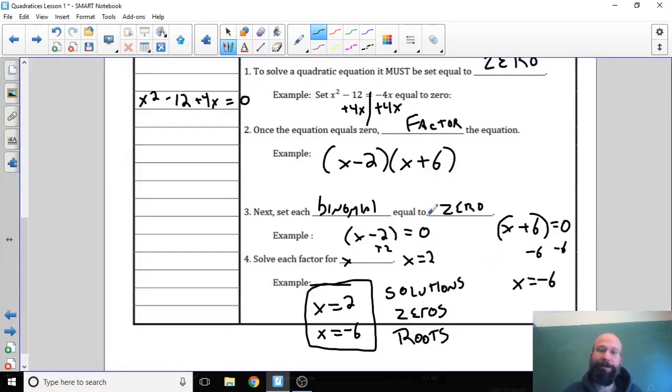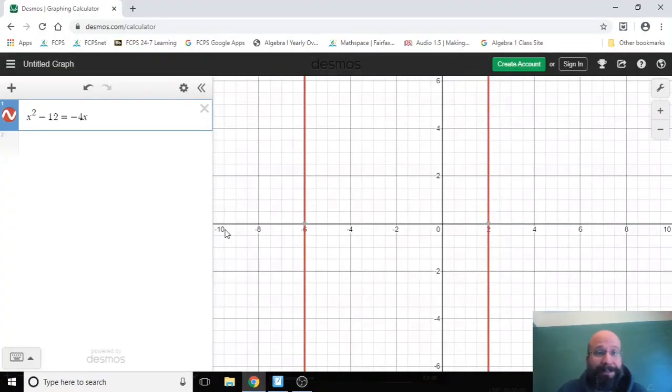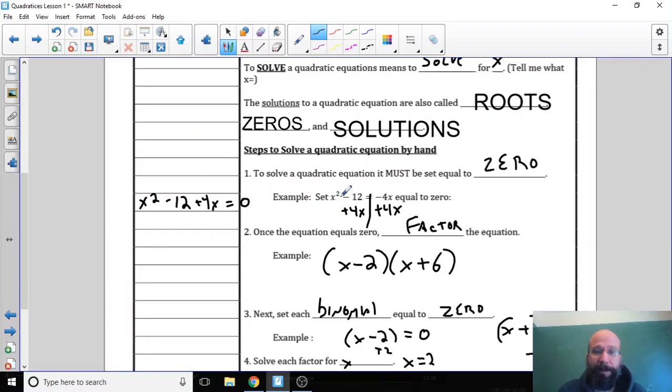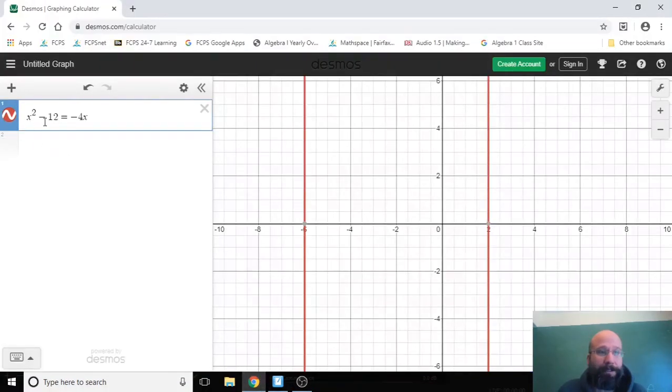All right, so let's go to Desmos, and I'm going to put in this original problem into Desmos. We know we just did it by hand and we got this answer, but now I'm going to go to Desmos. So here's the best thing about Desmos: you can do the original problem. I don't even have to do it where it's solved for 0. I can just put the original problem in Desmos. Go back here. The original problem, x squared minus 12 equals negative 4x. And that's what I put. x squared minus 12 equals negative 4x.